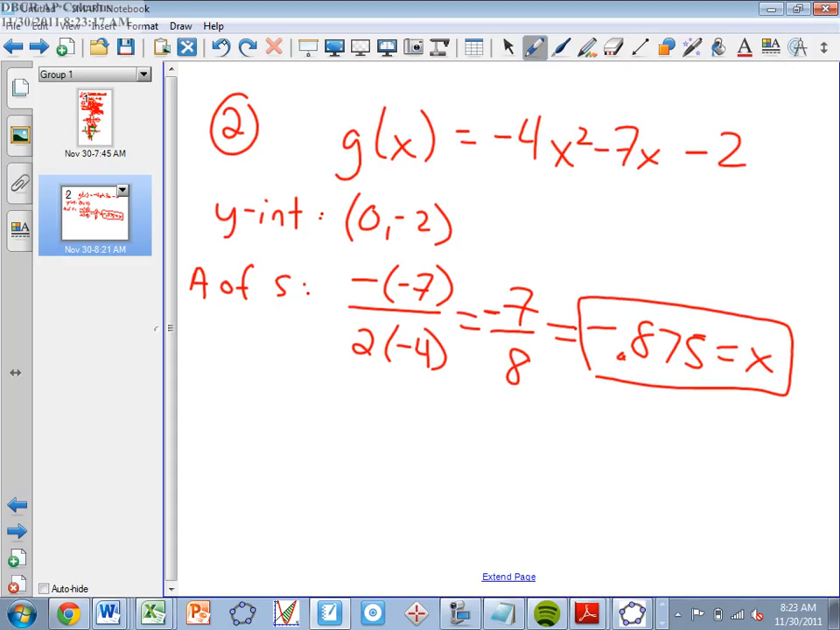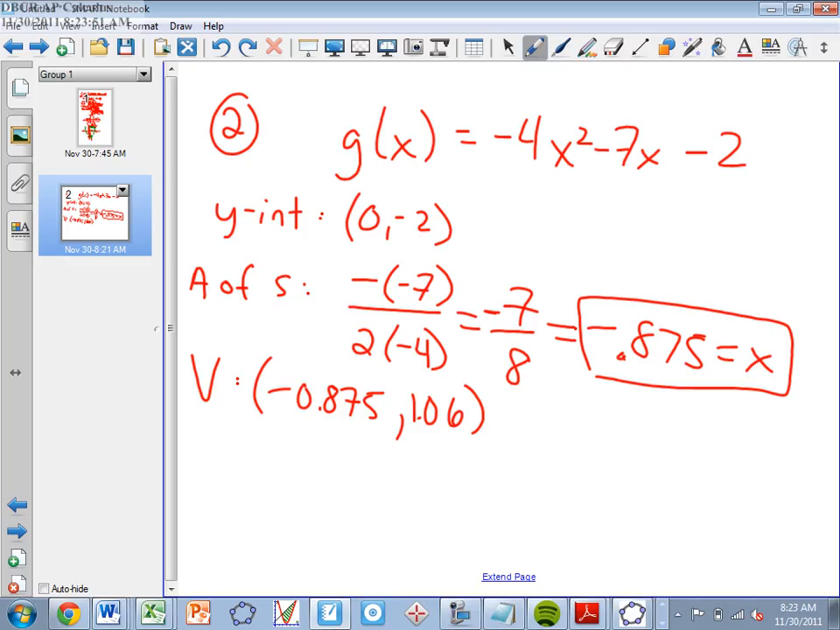Next. The vertex. What do I do again to get the vertex, everybody? Plug it in where? Good. Take this number, plug it into the original. If you do that, you will get negative 0.875, comma 1.06 as a rounding. You might get another number. I rounded to 1.06. Check your value there, please. Again, take the negative 0.875, plug it into the function.